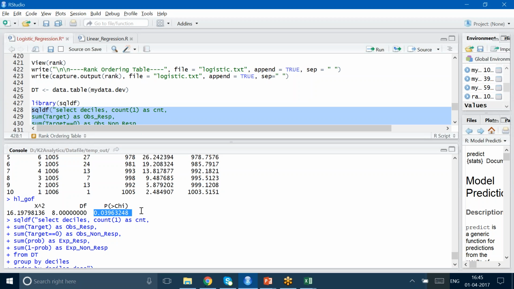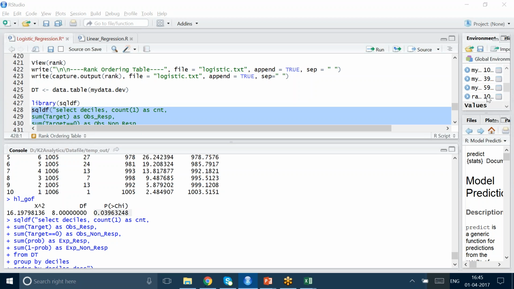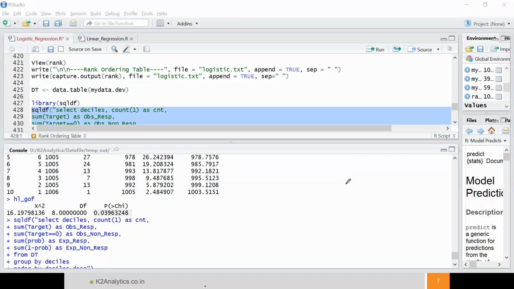If you recollect, during the modeling stages, I had mentioned that modeling has three elements. One is variable transformation, second is visualization, and third is model development.